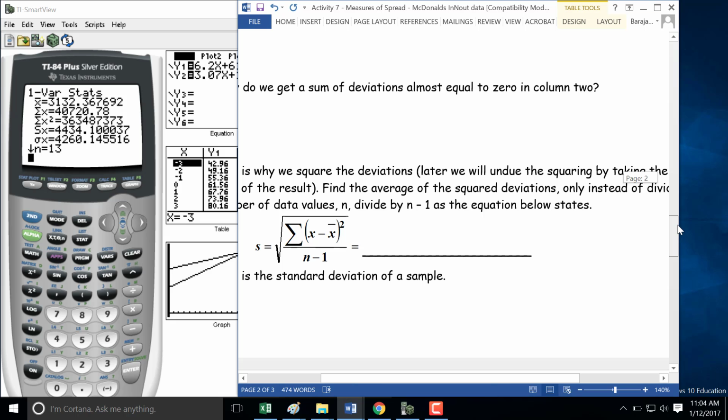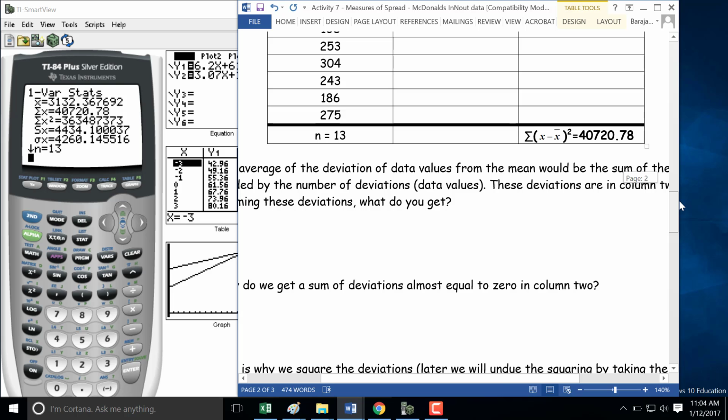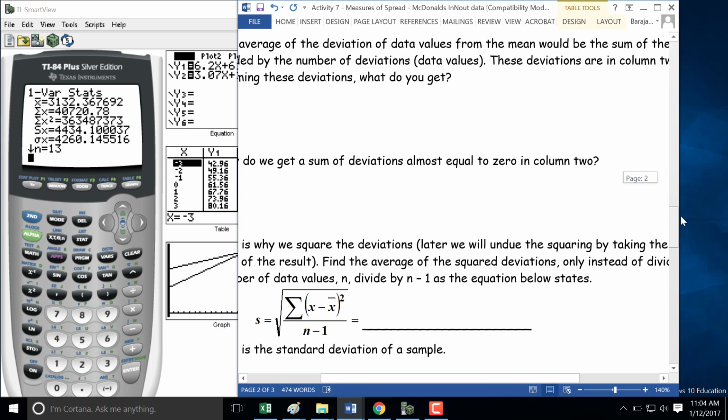Okay? So now that I have that, I can very easily punch it into this equation down here. It's going to be equal to the division of 40,720.78 divided by n minus 1, which is going to be 13 minus 1, or 12. So divide that number by 12. When you get an answer, take the square root of it, and that'll be the standard deviation.